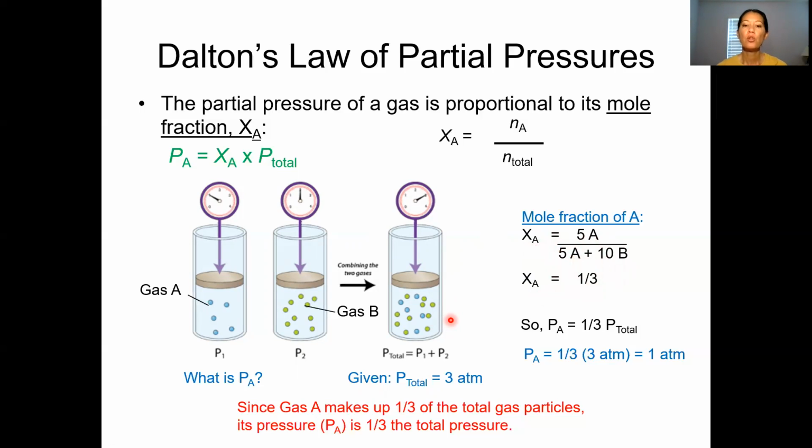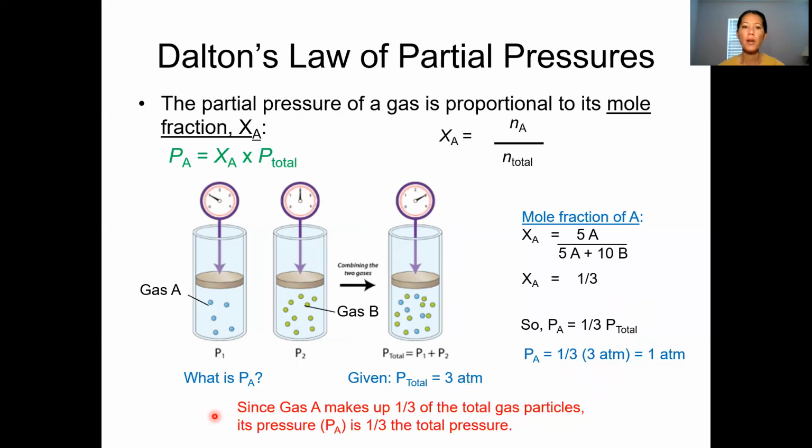So if you know the total pressure, then you can conclude that the pressure of gas A, if its mole fraction is 1/3, is 1/3 of the total pressure. So 1/3 of the given 3 atmospheres for the total pressure is just 1 atm. Just to state that out, since gas A makes up 1/3 of the total gas particles, its partial pressure, which we call PA, is 1/3 the total pressure.